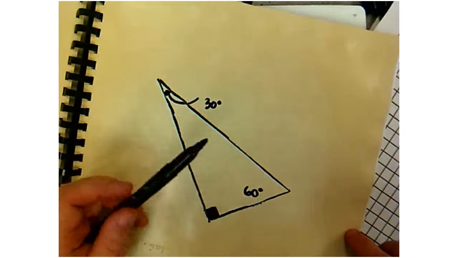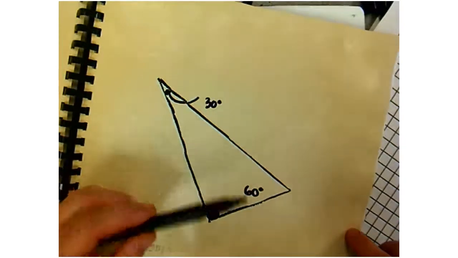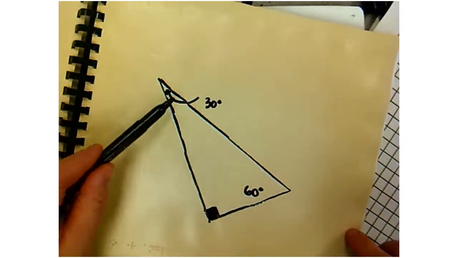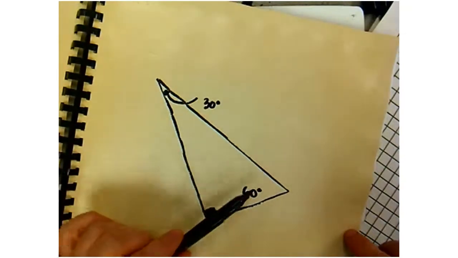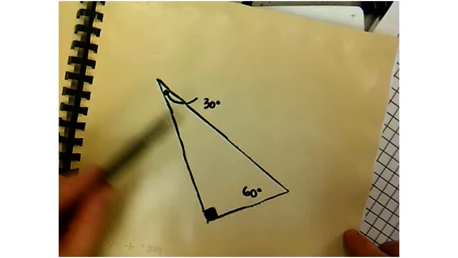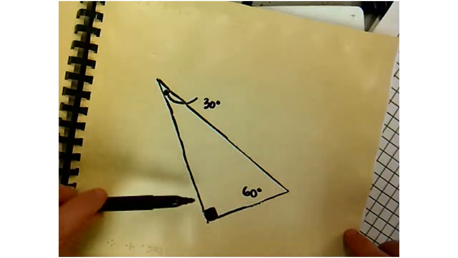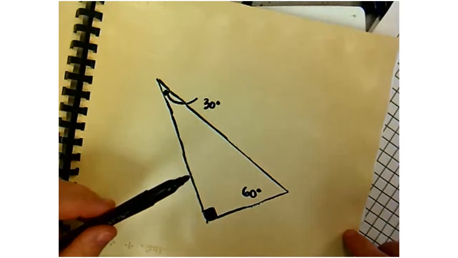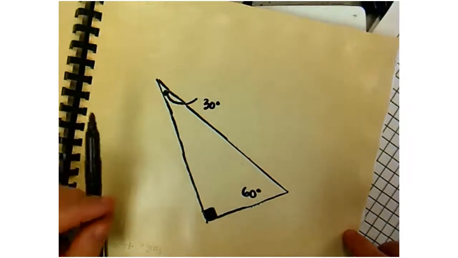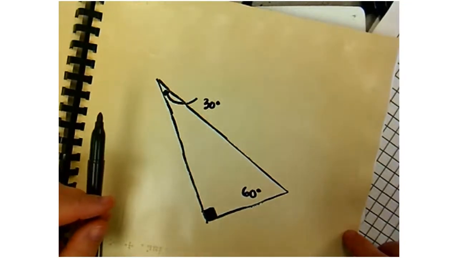Not a left triangle. It's a right triangle. How much does this do? 30, 60, 90. 180. 180. Notice we have two acute angles, and then the other angle is a right angle. So that third angle is always going to identify your triangle. It's either going to be acute, obtuse, or right.